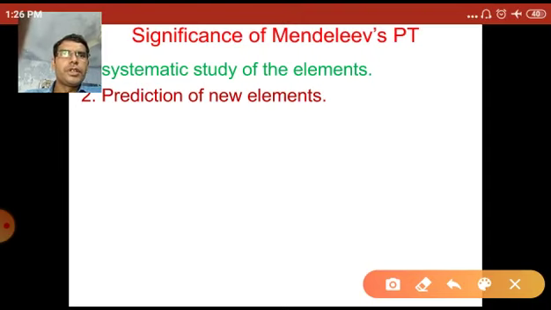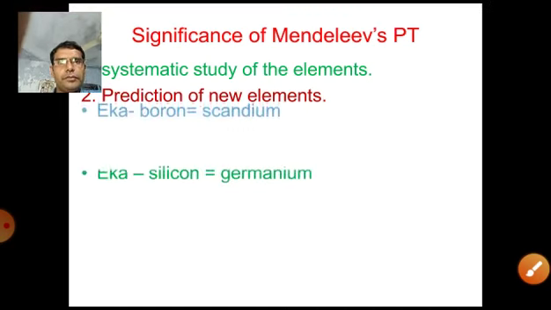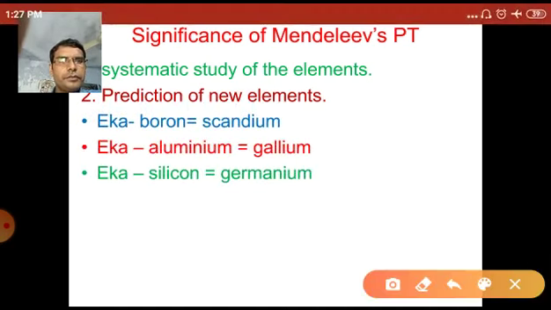He predicted that new elements are present in nature. So the scientists tried to discover the new elements and fill the gaps left by Mendeleev in his periodic table. As for example, Eka boron, Eka aluminum, and Eka silicon. Eka boron is also called scandium. Eka aluminum is called gallium. Eka silicon is called germanium.